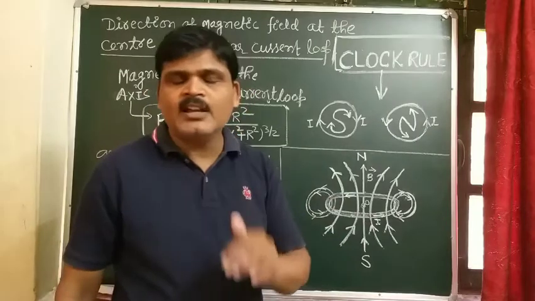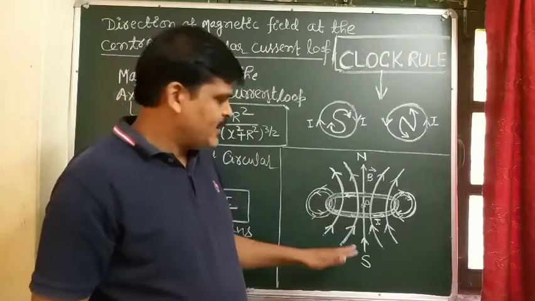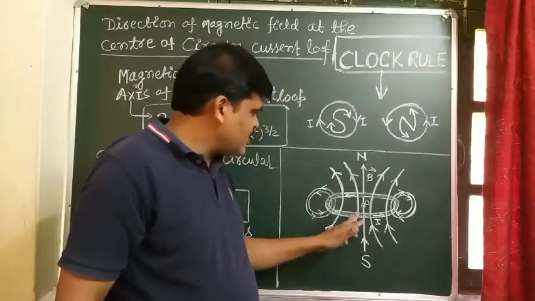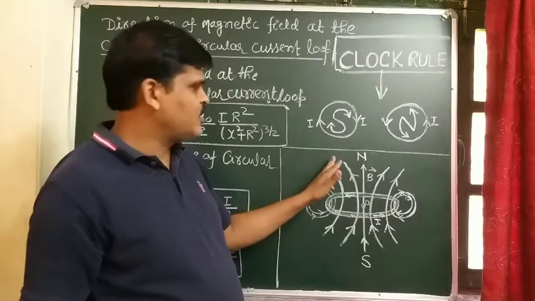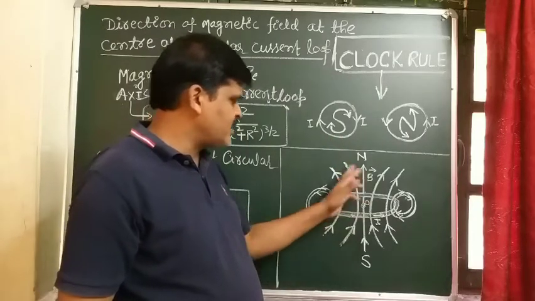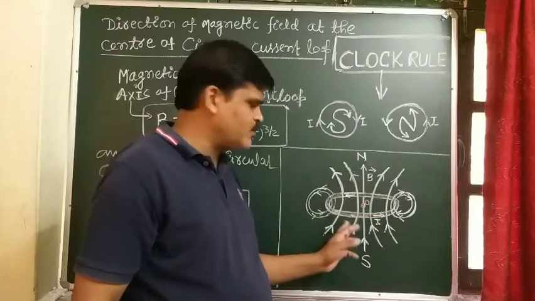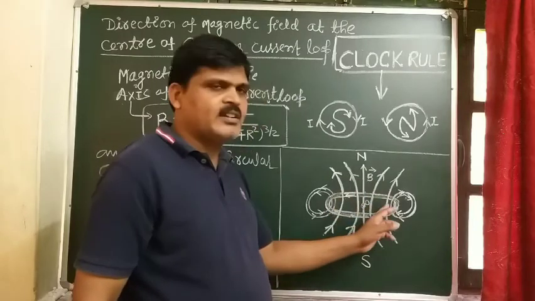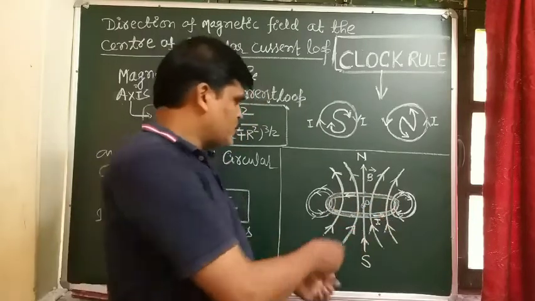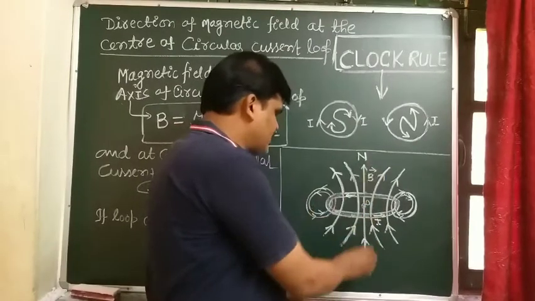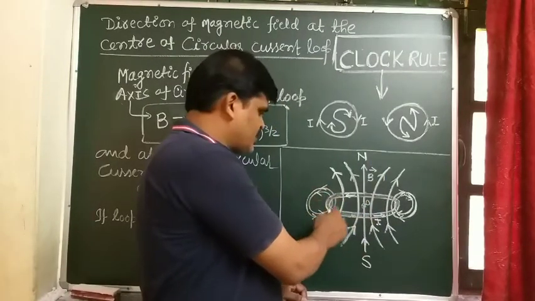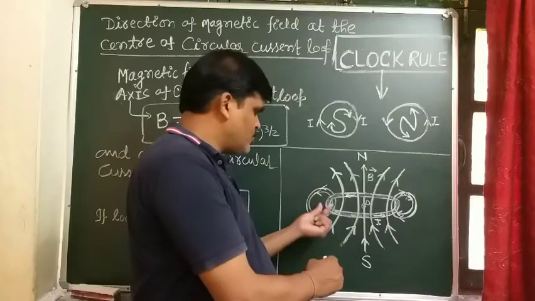And you know that magnetic field lines enter from south and emerge from north. So the magnetic field pattern lines due to a circular current loop in which current flows in anti-clockwise direction are shown in this diagram.